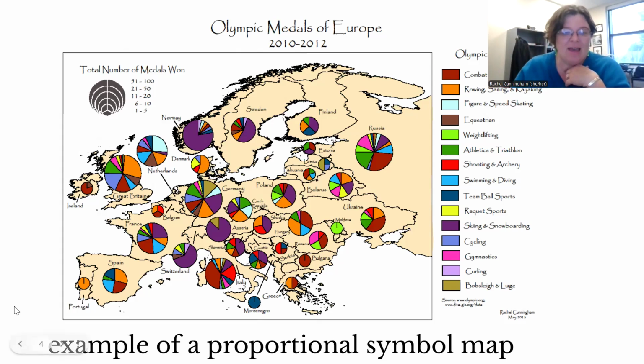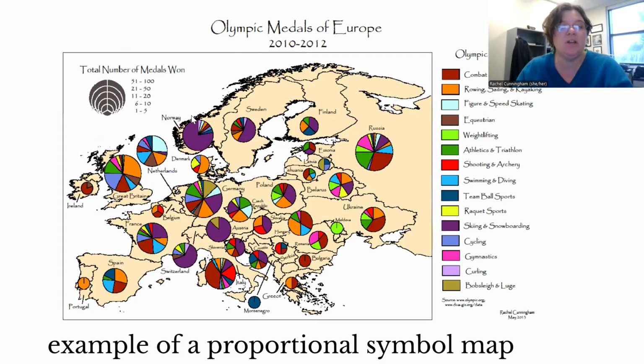So you can say, okay, Portugal has a very small circle. They probably won between 1 and 5, versus Great Britain, which has a pretty large circle. They probably got between 51 and 100, right? So on the one hand, we're just doing the number: bigger circle equals more medals won. Then the additional data point that you can use for the proportional symbols, which is nice, is the pie chart effect. And so what this map is showing is not just the number of medals, but what events they were in.